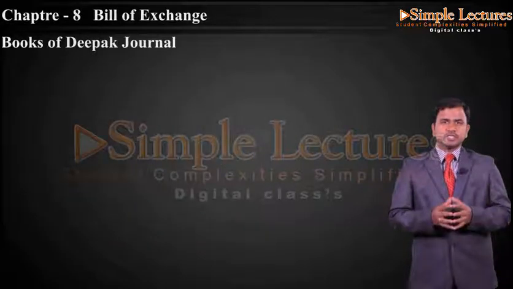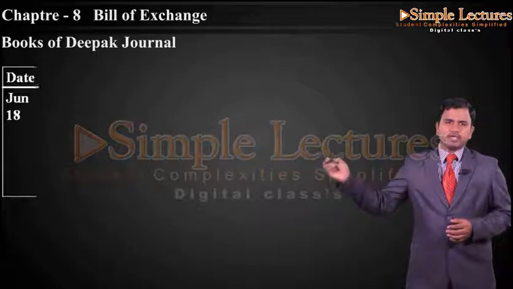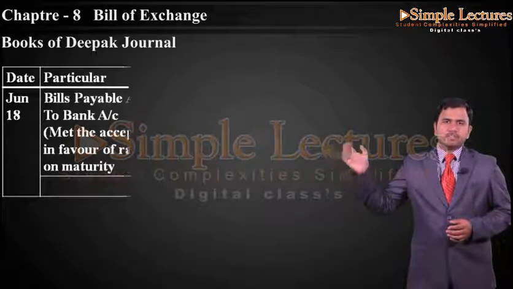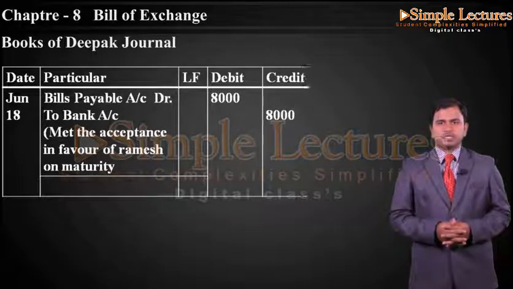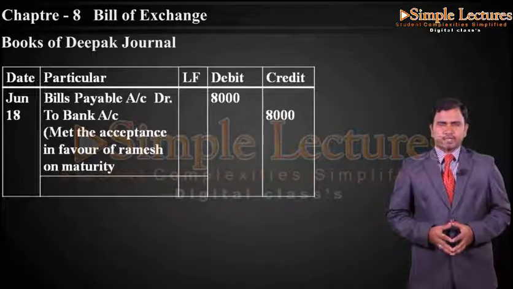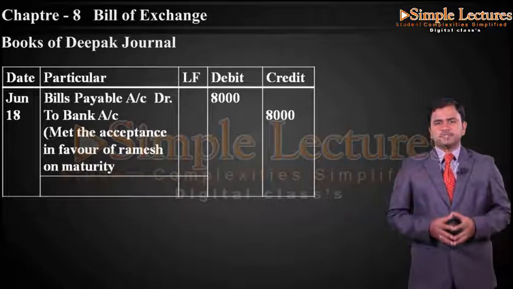And the last entry will be for the payment, where the entry will be on June 18, and the entry will be Bills Payable Account Dr. to Bank Account, where 8,000 debit and 8,000 credit. So the narration will be: met the acceptance in favor of Ramesh on maturity.